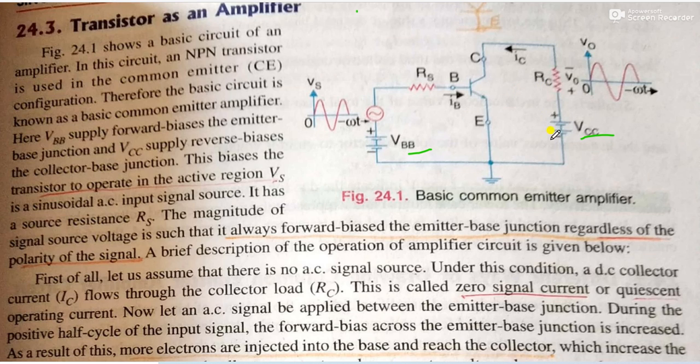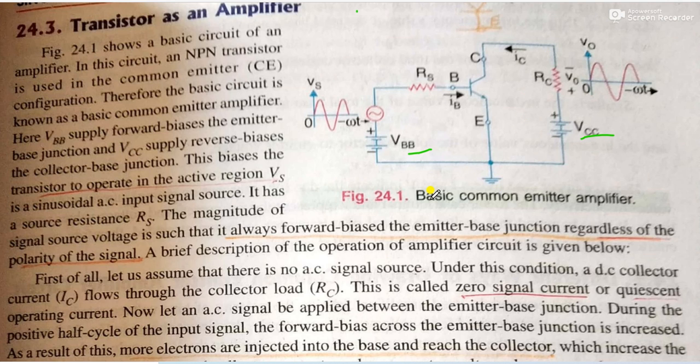Here we are talking about the amplifier, so the requirement is that the emitter junction must be forward biased and the collector junction must be reverse biased. This is achieved with this Vs, whose magnitude is arranged so that the emitter is compulsorily forward biased and the collector reverse biased.